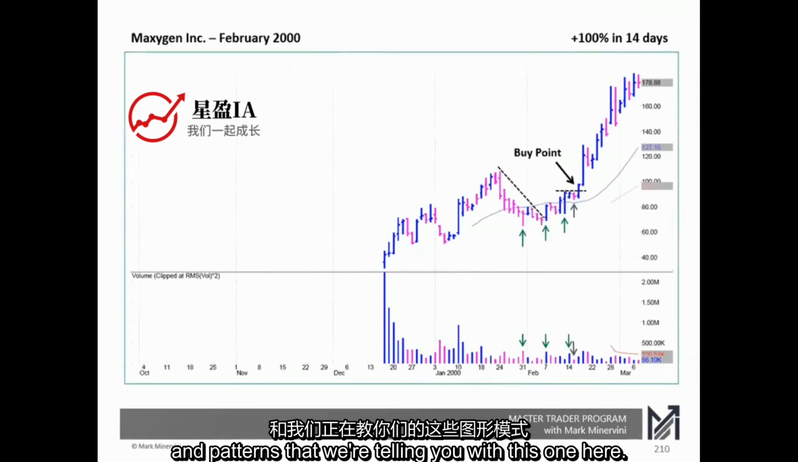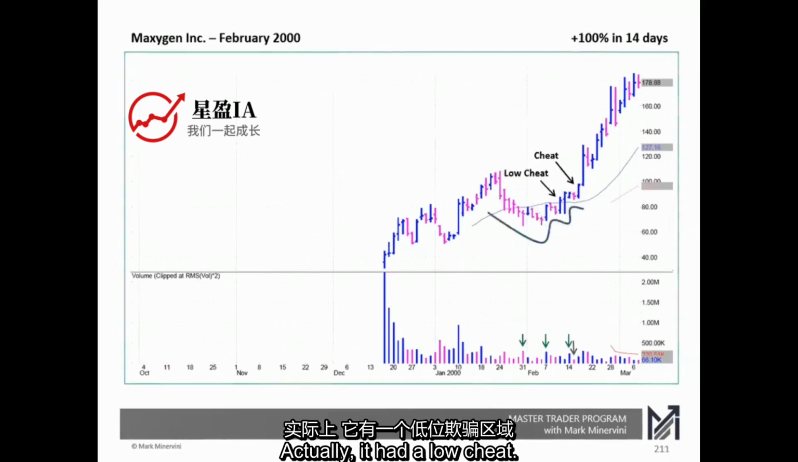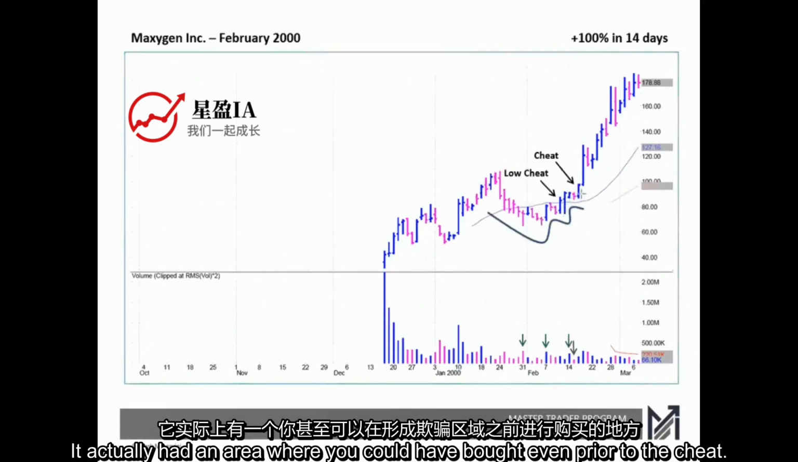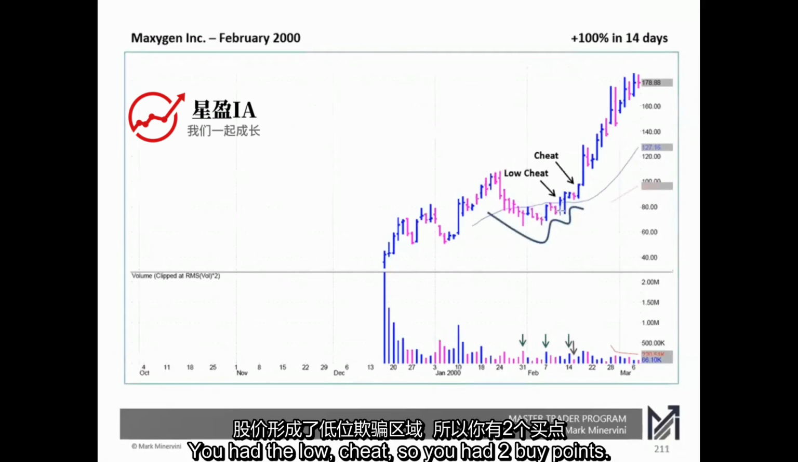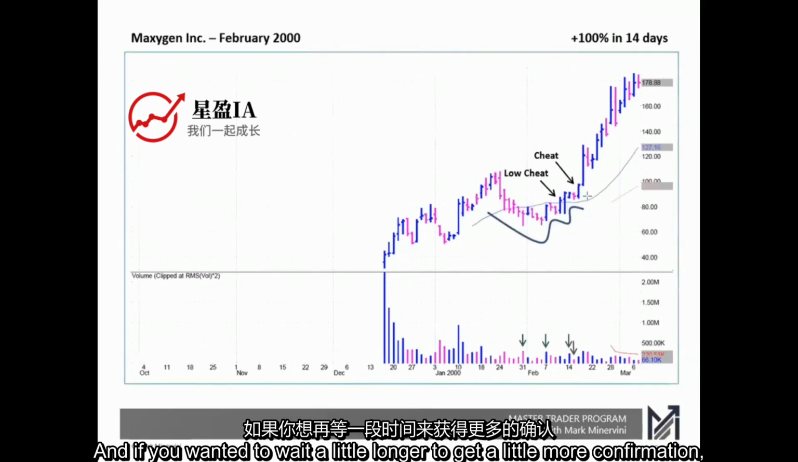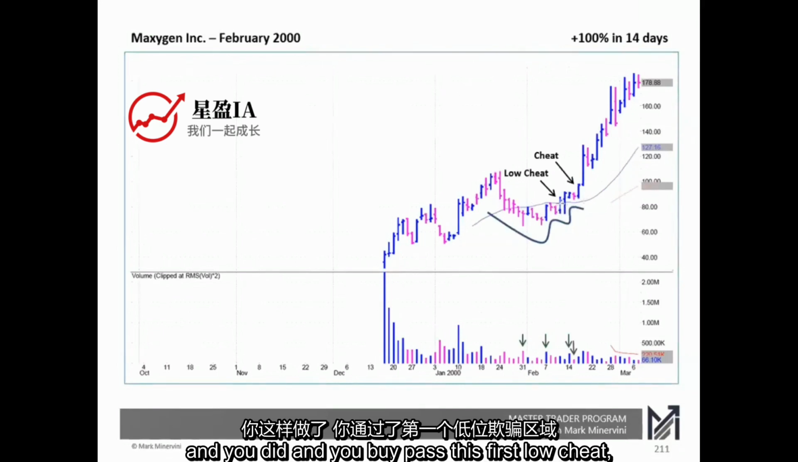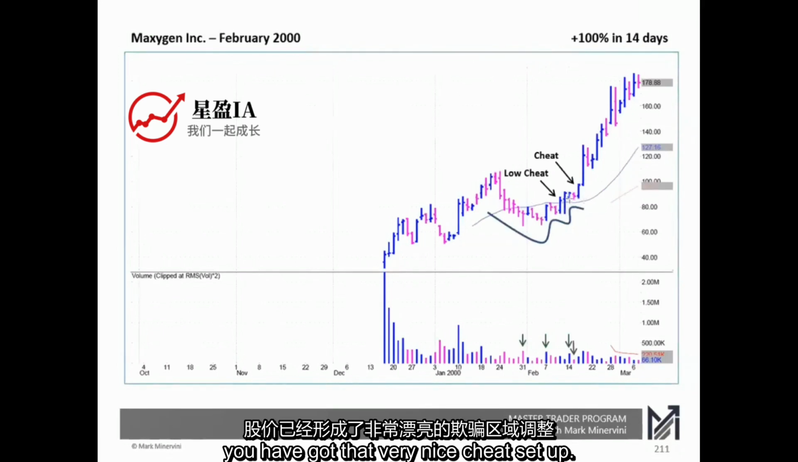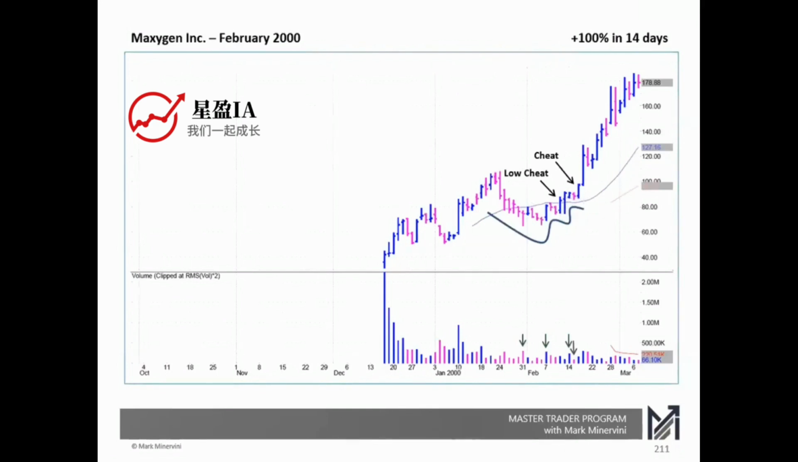So with this one here, actually, it had a low cheat. It actually had an area where you could have bought even prior to the cheat. You had the low cheat. So you had 2 buy points that you could have bought here. And if you wanted to wait a little longer to get a little more confirmation, and you bypassed this first low cheat, you would have got that very nice cheat setup.